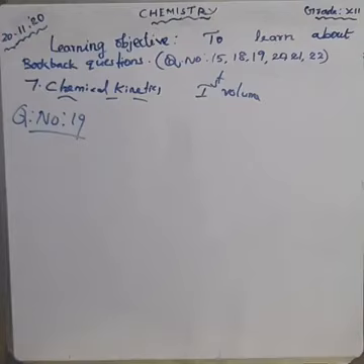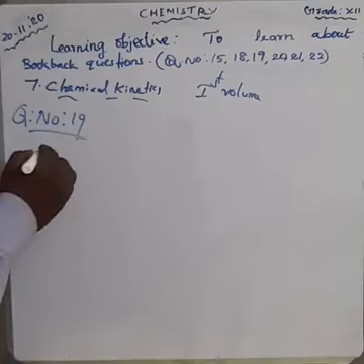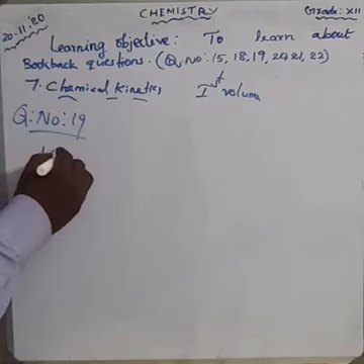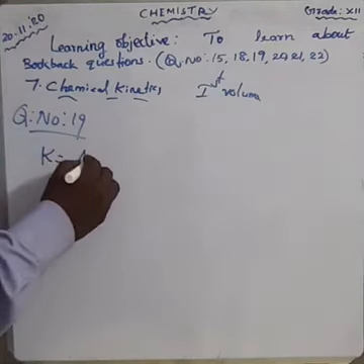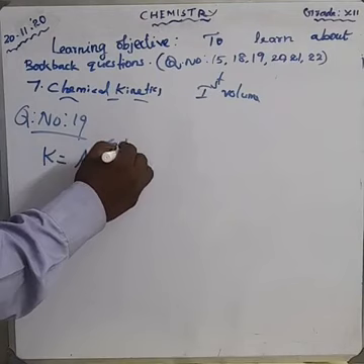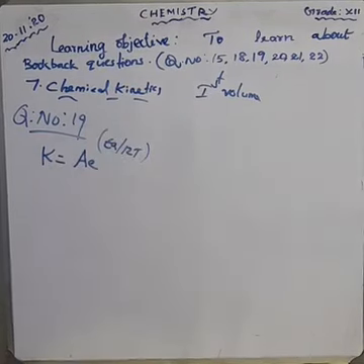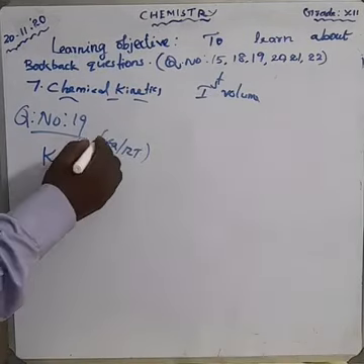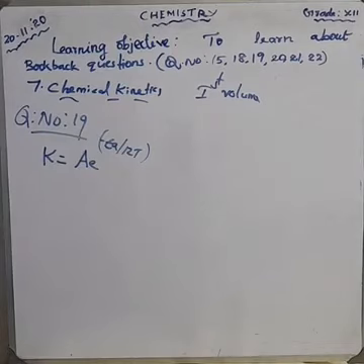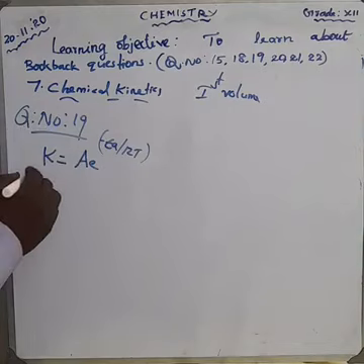Okay. So it goes to the Arrhenius equation formula: k is equal to A e to the power minus Ea by RT. This is the formula. Here, what is the frequency factor? Frequency factor is given.